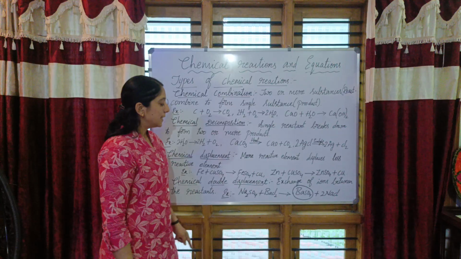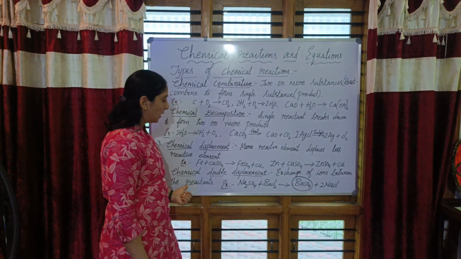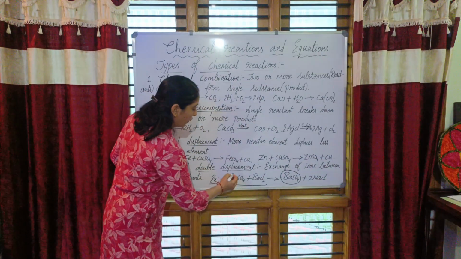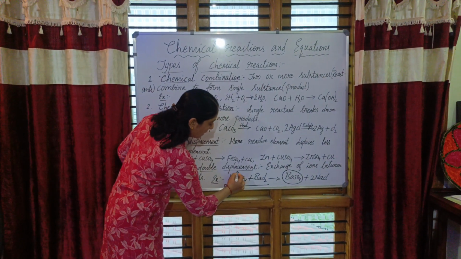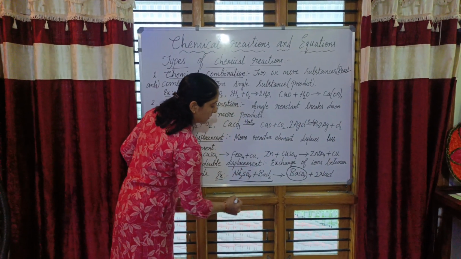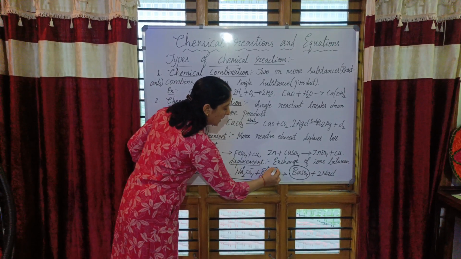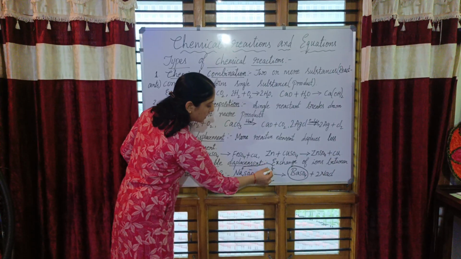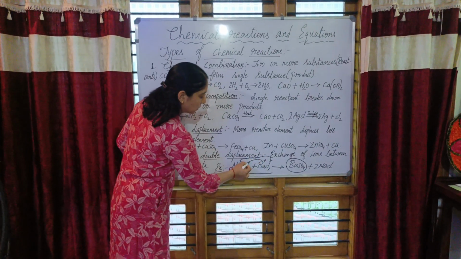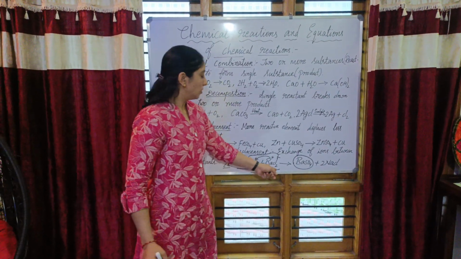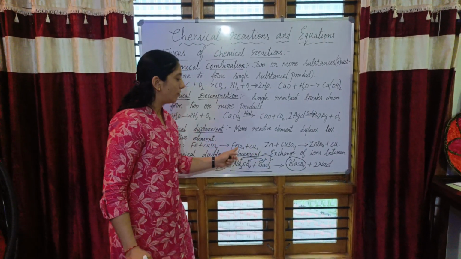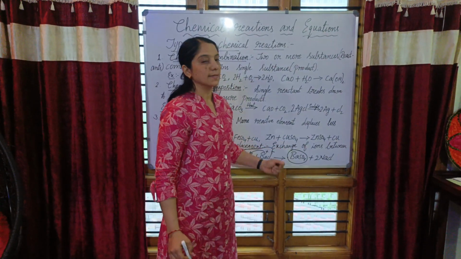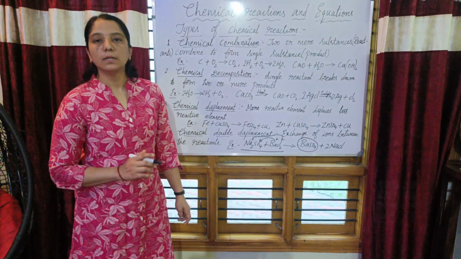See here, there is an exchange of ions between the reactants. The left hand side we call the reactants. When we write the ions here, Na plus, SO4 minus, Ba plus and Cl minus, this Na plus ion reacts with Cl and Ba reacts with SO4. So there is an exchange of ions between the reactants. This we call a chemical double displacement.